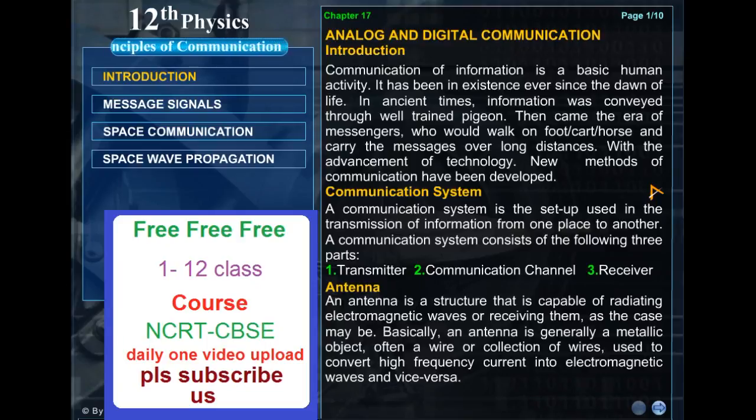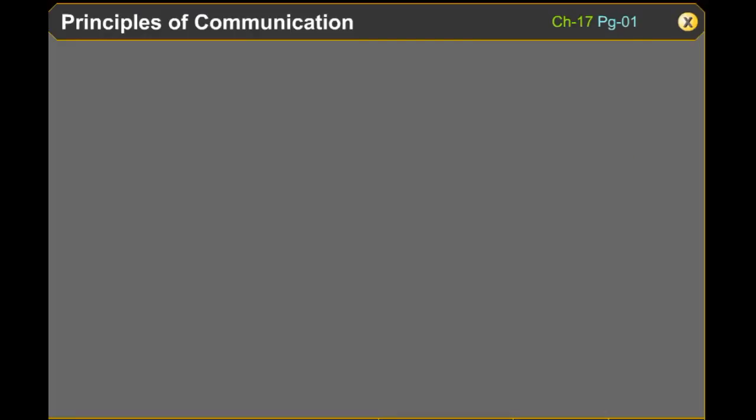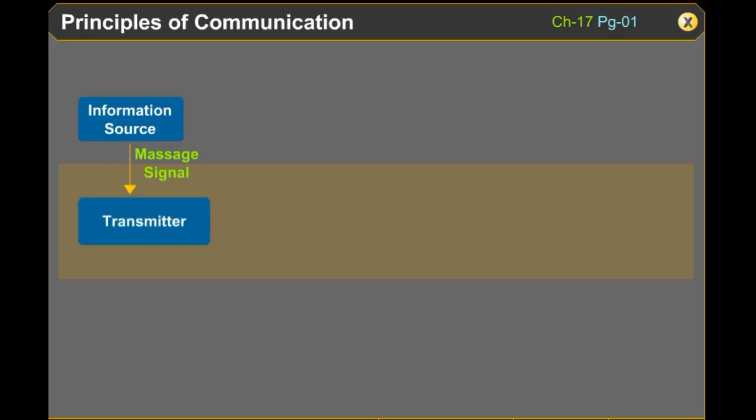Communication system. In this communication system, firstly the information source produces a message signal, and this message signal goes to a transmitter. The transmitter transmits the information after modifying it to a form suitable for transmission. The transmitted signal goes to the communication channel.